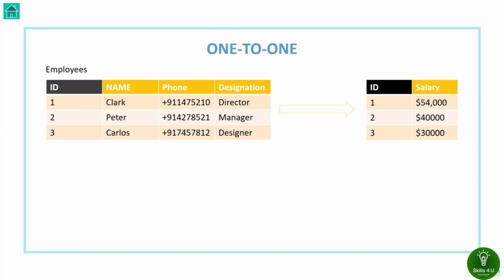So we can understand that the employee with the ID number 1 has a $54,000 salary, and that the employee with ID number 2 has a $40,000 salary, and so on. Now, let's carefully focus on the observation that each employee only has one salary. There is no employee with two salaries. It also means, reciprocally, that no salary relates to multiple employees. This is what we call a one-to-one relationship.